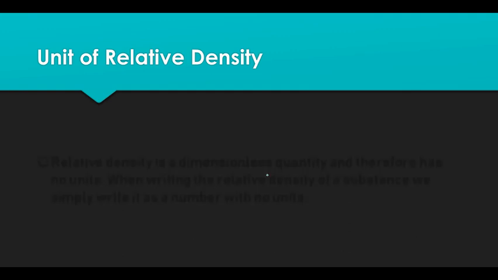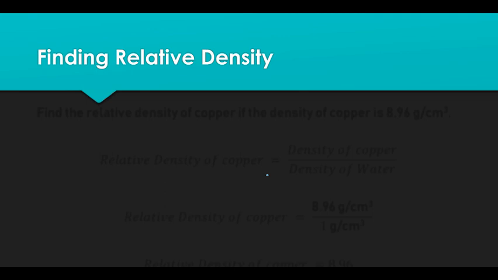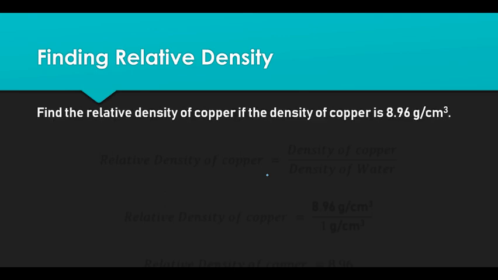Let's talk more about the unit of relative density. So relative density is a dimensionless quantity, right? And this means that it has no units. So whenever we're writing the relative density of a substance, we can simply write it as a number with no units. So for example, let us say we want to find the relative density of copper, and we are given that the density of copper is 8.96 grams per centimeter cube.